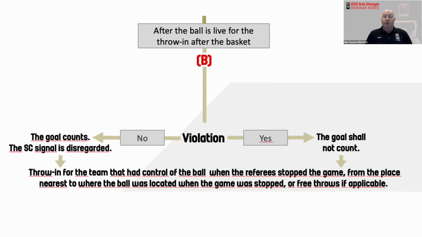At that point, if the referees determine there's a need for a review, option B, they can go to the IRS. Same protocol occurs. If there was no violation, the goal counts, the shot clock signal is disregarded, and we have a throw-in for the team that had control of the ball or was entitled to the ball when the referee stopped the game, from the place nearest to where the ball was. Now, of course, if we've called a foul at the other end, we have our IRS review. We may come back and continue the game with free throws, but we continue from the point it was interrupted.